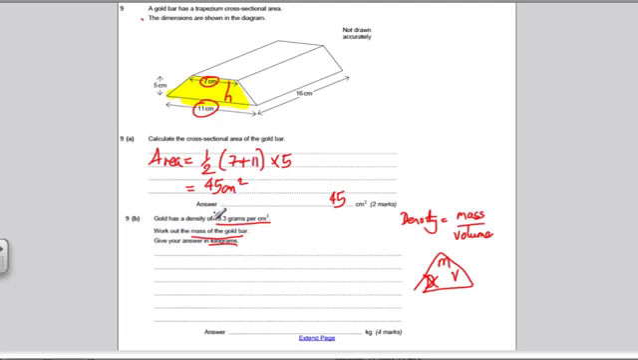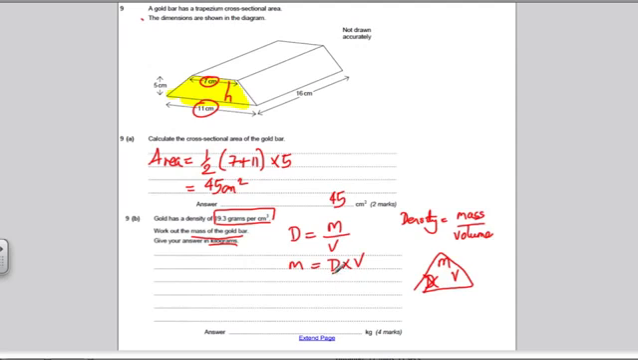Or better still, look at the unit. It tells you density is grams per centimetre cube, per means divide. You get for free that density is grams, which is mass, per, which means divide, by volume. So rearranging, mass must be density times volume.